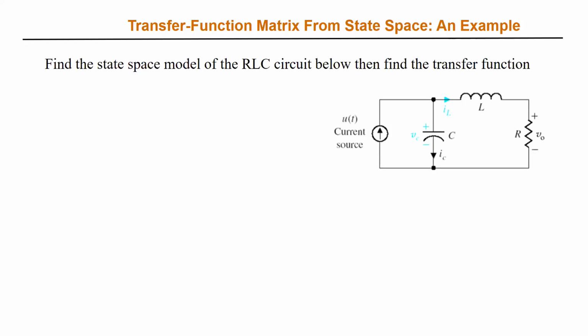So the state space, how many states should I have? Two. Okay, so let me assume VC is the first one. If you apply KCL here, what do I have? I will have C dVC/dt plus the current through the inductor, 1 over L.